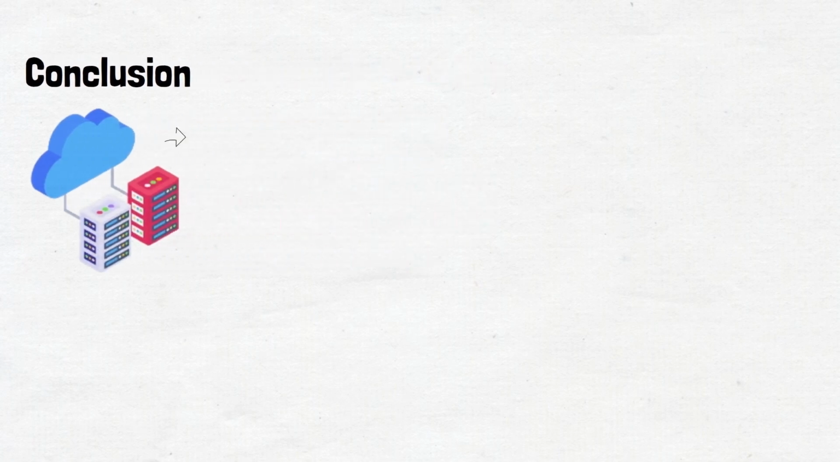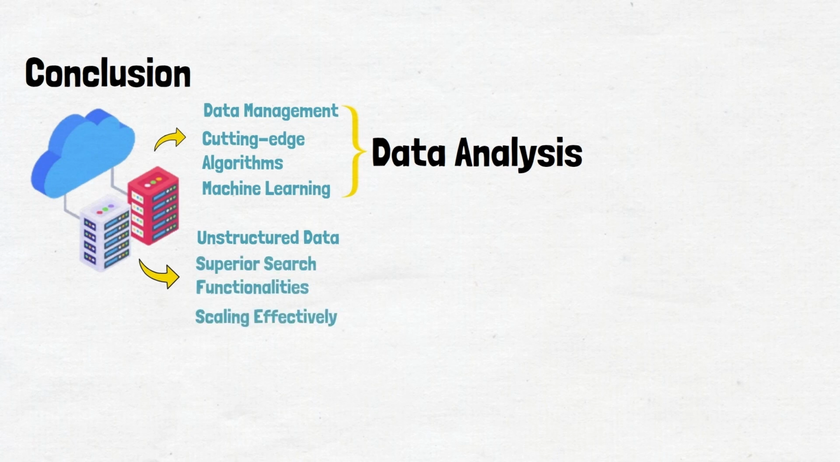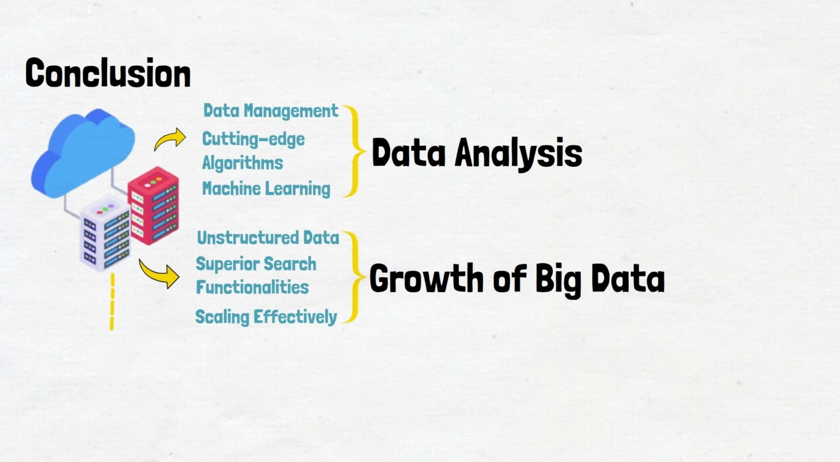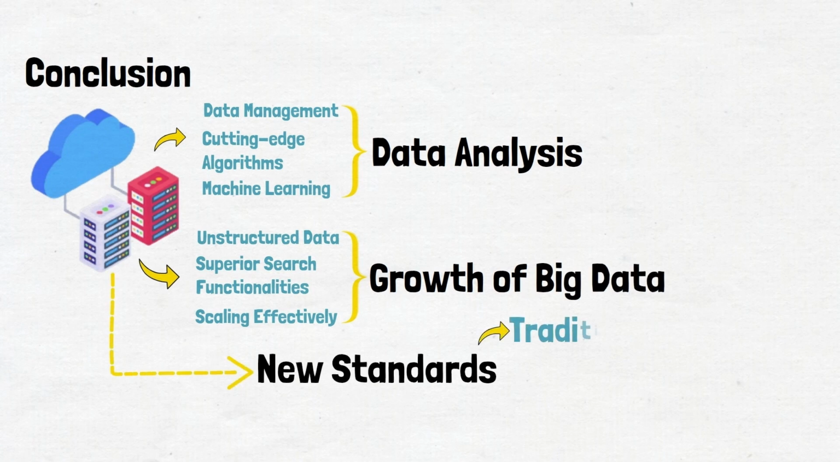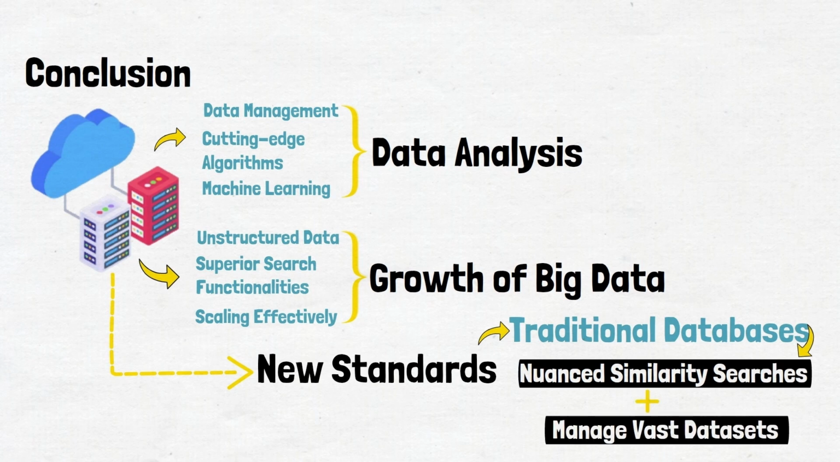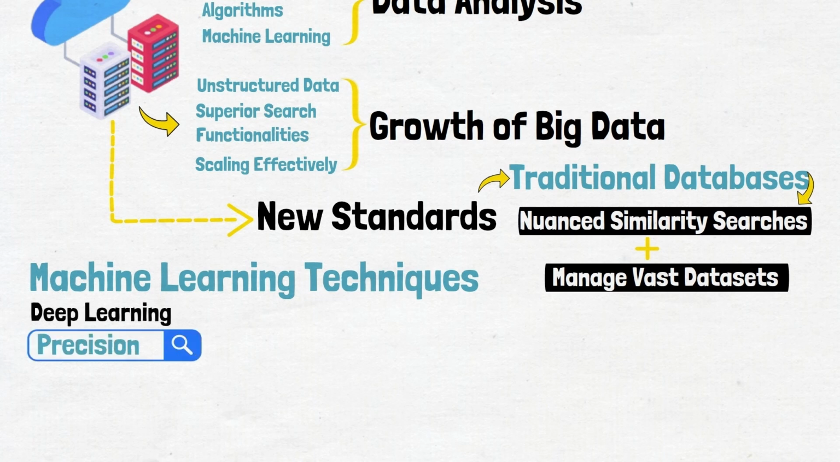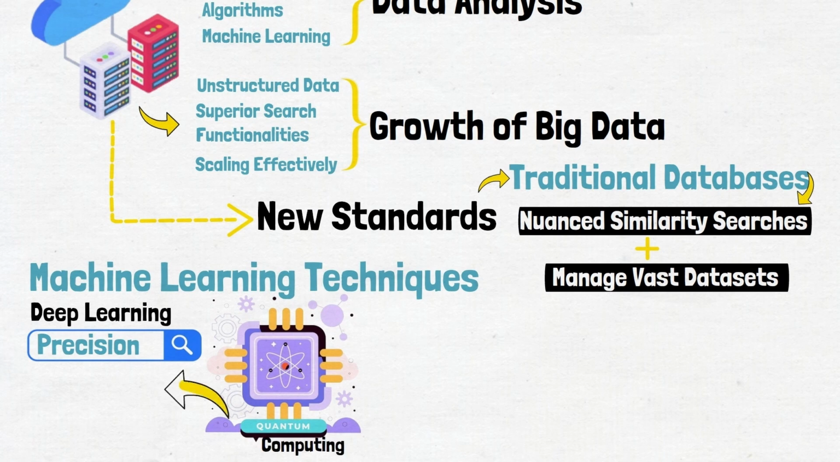Conclusion. Modern vector databases represent a transformative leap in data management, blending cutting-edge algorithms and machine learning to redefine data analysis. These databases excel in handling unstructured data, providing superior search functionalities and scaling effectively to accommodate the exponential growth of big data. They are setting new standards, outperforming traditional databases with their ability to conduct nuanced similarity searches and manage vast datasets efficiently. The integration of advanced machine learning techniques, such as deep learning, has further refined search precision, while explorations into quantum computing promise to exponentially increase search speeds.